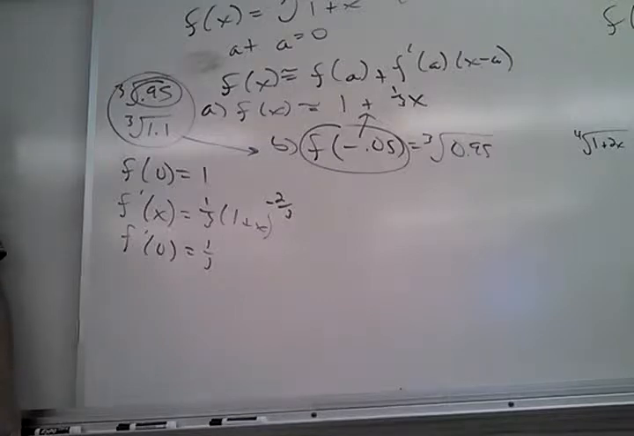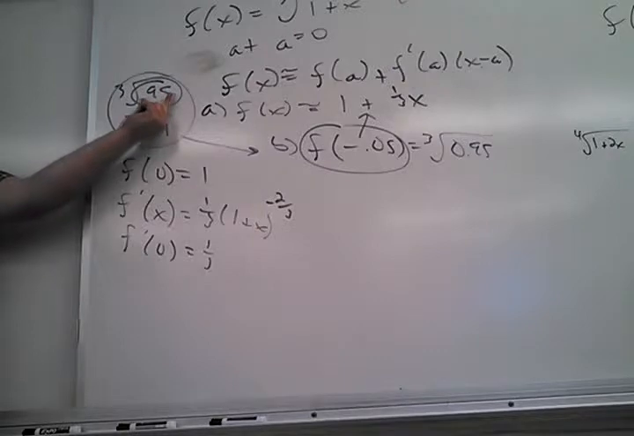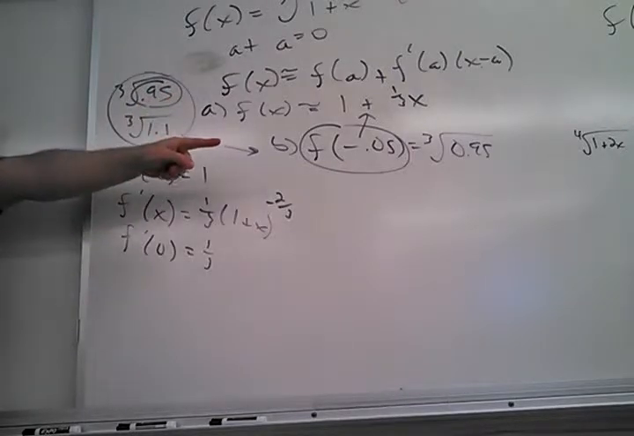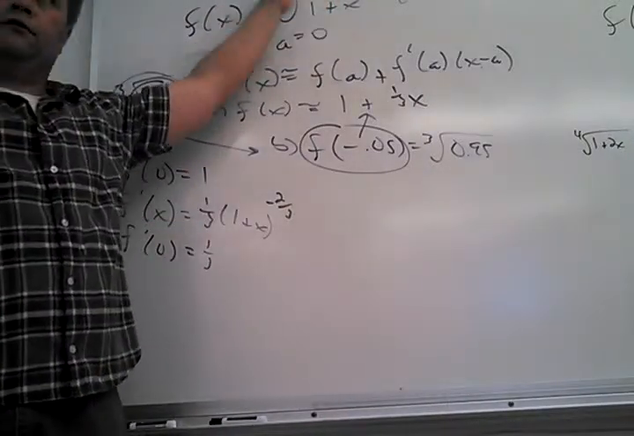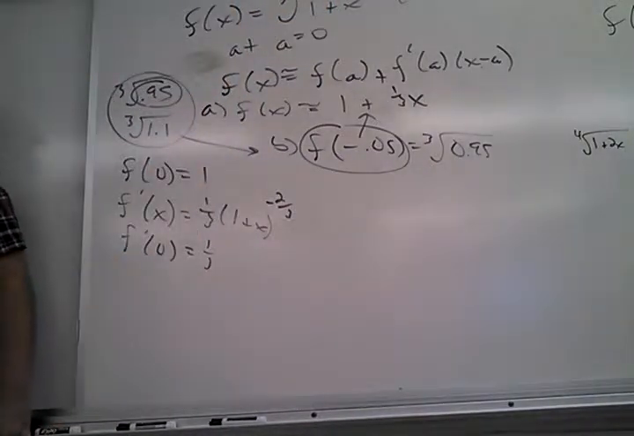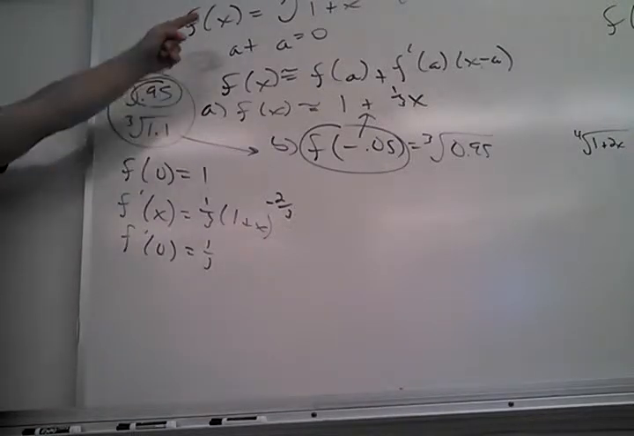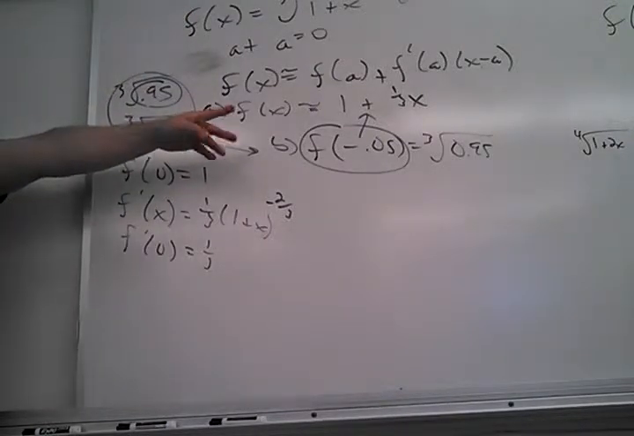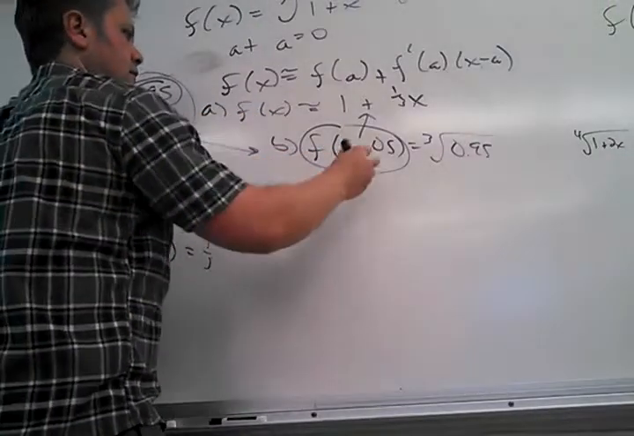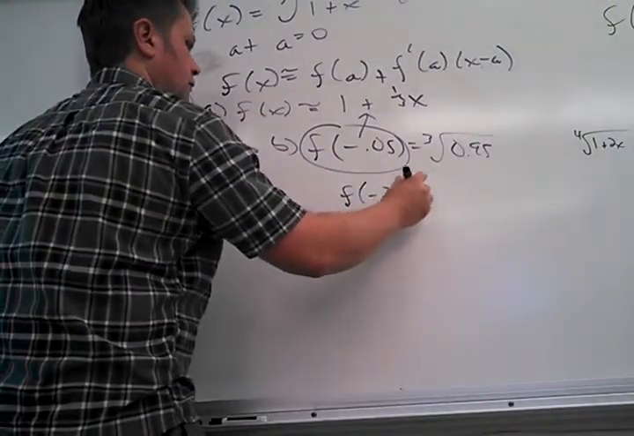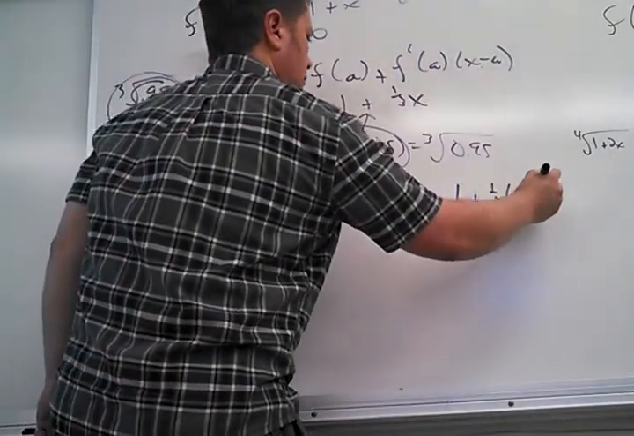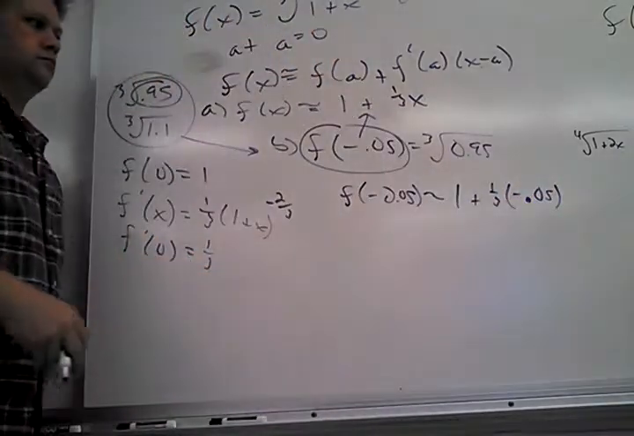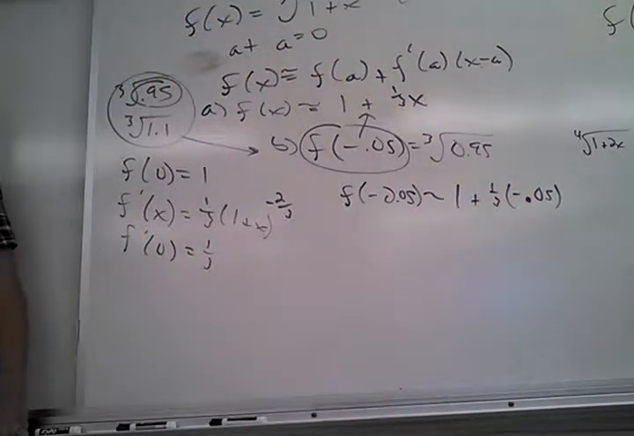We didn't see something that had anything going on inside, really. This is not going to be x. This is what you want the input to be. You have to figure out what x has to be to make that happen. If I just had an x in there, the input would be 0.95. But now to make it 0.95 inside, I have to make x negative 0.05. So now when I want to approximate it, f of negative 0.05 is approximately 1 plus 1/3 times negative 0.05. Cool.